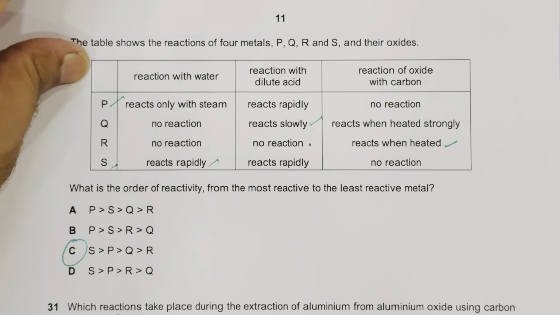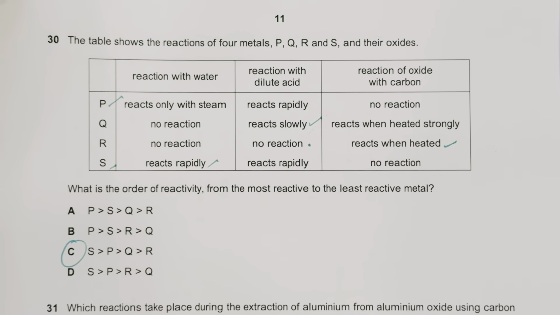Moving to question number 31. Which reactions take place during the extraction of aluminium from aluminium oxide using carbon electrodes? So option number 1 is wrong, and options number 2 and 3 are correct. So option number D is the correct answer.